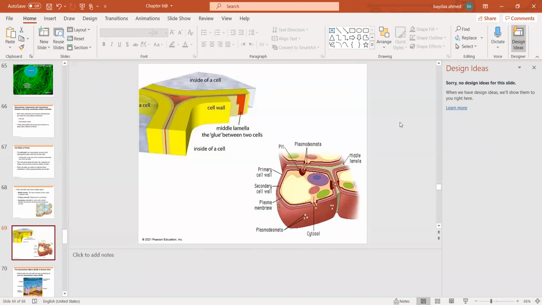When the cell matures and stops growing, it strengthens its wall. Some plant cells do this simply by secreting hardening substances into the primary wall. Other cells add a secondary cell wall between the plasma membrane and the primary wall.